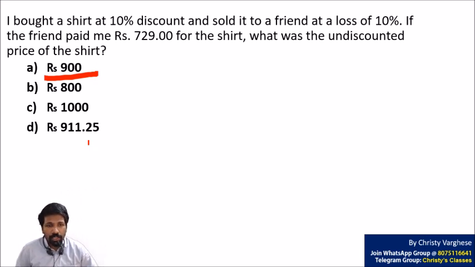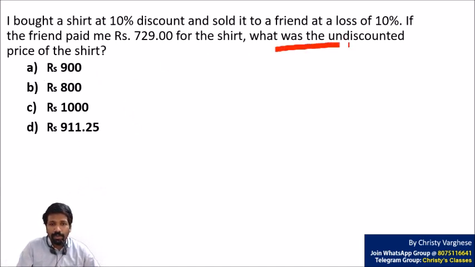That may take more time. So I have taught you a faster method in these kinds of questions, that is called the taking example method. Take a good example to try with. What was the undiscounted price? MRP of the shirt is the question. Full price of the shirt.